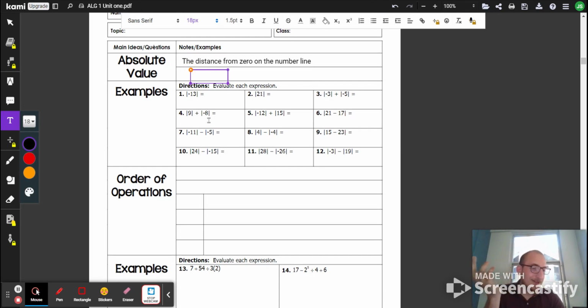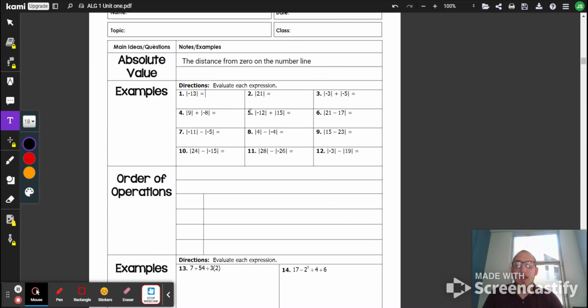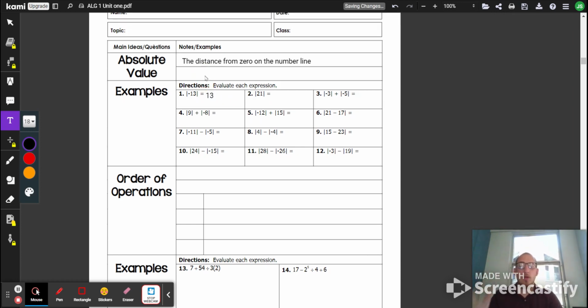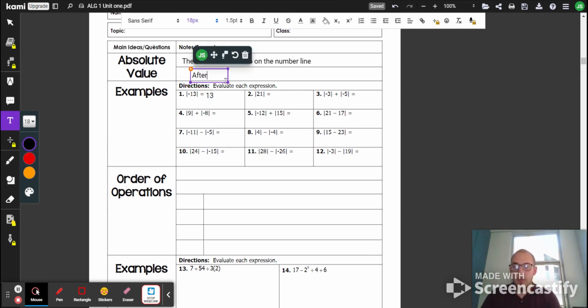When I say that, it probably doesn't make sense, but in practice, we can get it. So when we get the absolute value of negative 13, I'm thinking, how far is negative 13 from zero? Well, it's just 13 numbers away. Or, like the second thing I said, after simplifying, make the number positive.